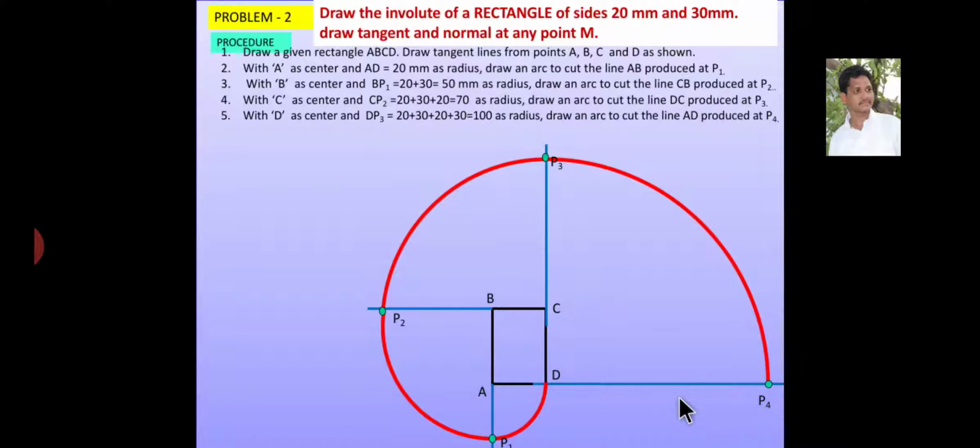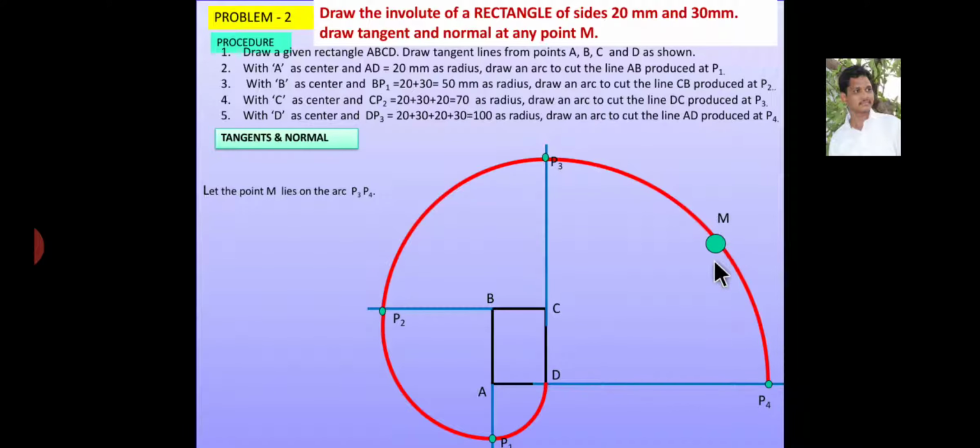Now you have to draw the tangent or normal at any point M on it. Here I consider a point M on the arc P3 P4. So you have to draw the tangent or normal at this point.